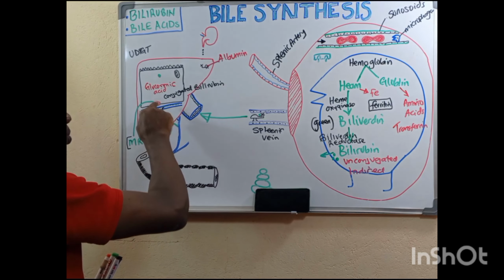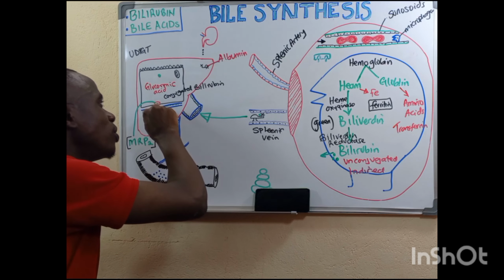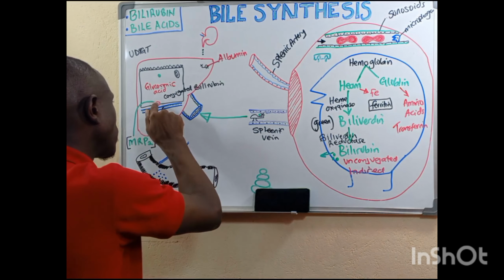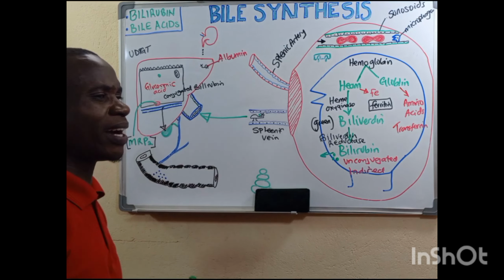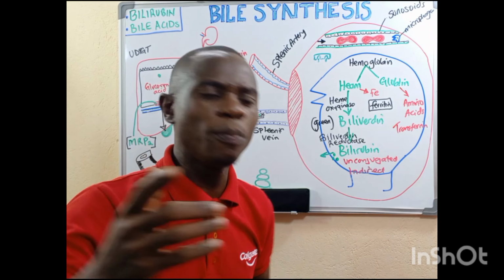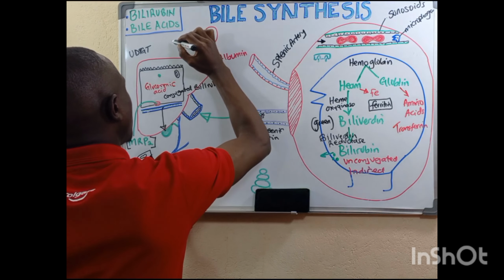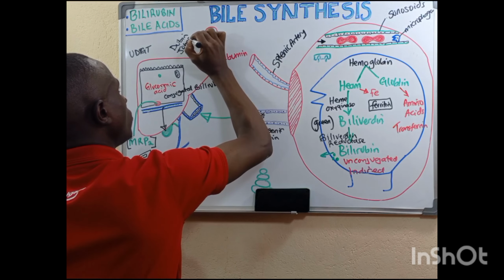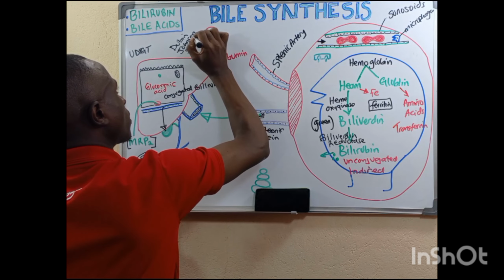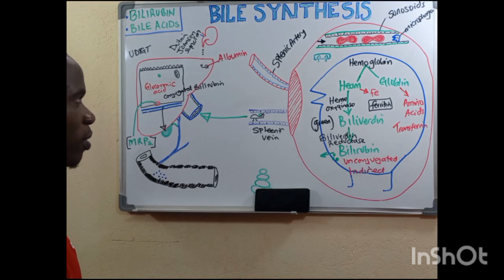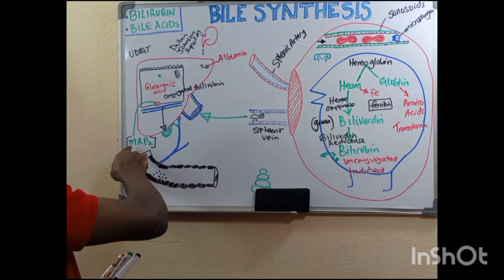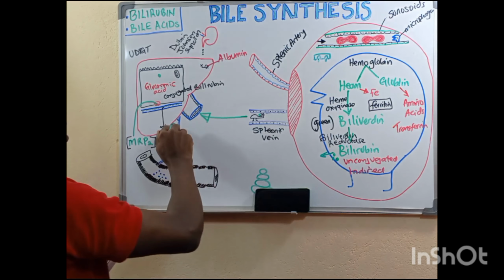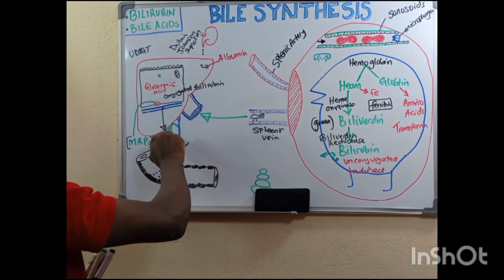Now, if anyone gets a mutation of the transporter of conjugated bilirubin into the bile canaliculi, it will lead to a condition called Dubin-Johnson syndrome. That's going to be a mutation of multidrug resistance-associated protein 2. Now our conjugated bilirubin has been stored in the gallbladder.